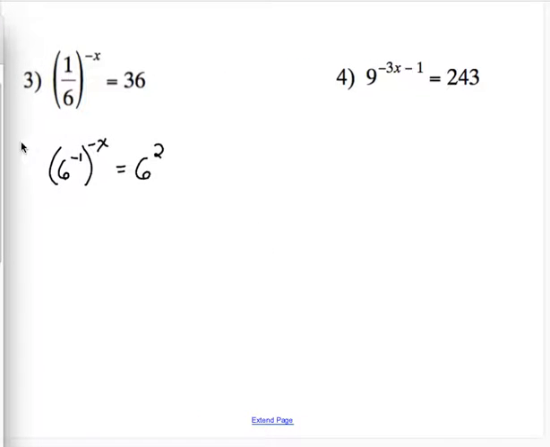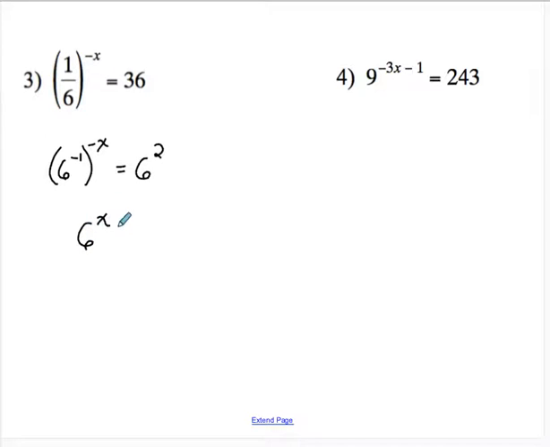Okay. So now I need to remember a little bit about my laws of exponents, right? The bases are the same here, the sixes are the same. But if I have a power raised to a power, I have to remember that I'm going to multiply those two exponents. So I have 6 to the negative first times the negative x, which is just 6 to the x, which is equal to 6 squared. Therefore, x is equal to 2.